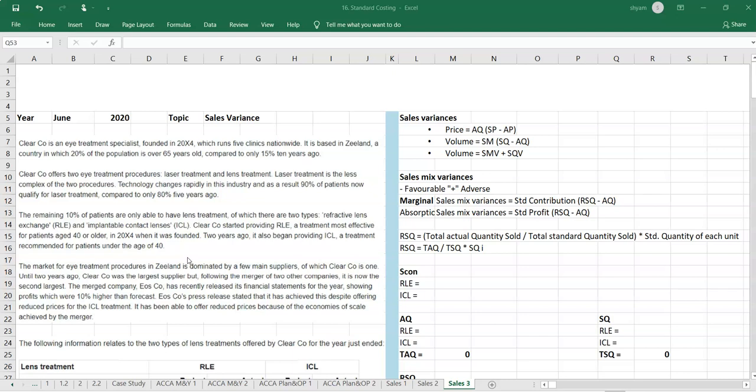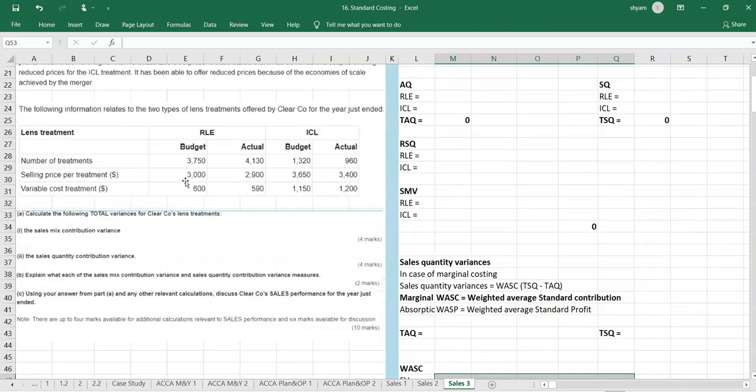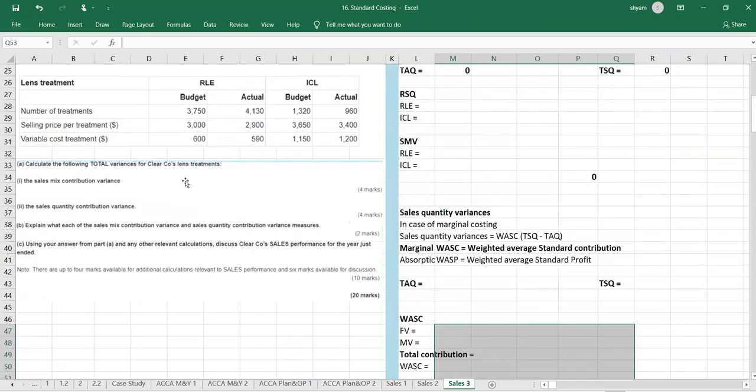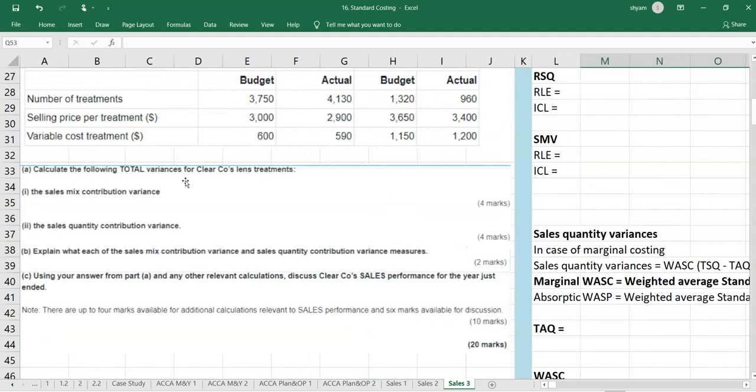So we'll start from this problem. This problem discusses sales variance, and this question was asked in June 2020. First, let's read the requirement and then we'll start answering it. The requirement is very small.